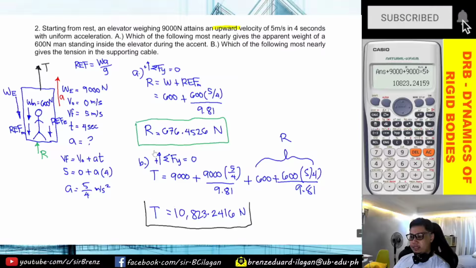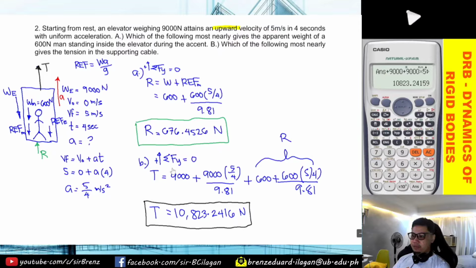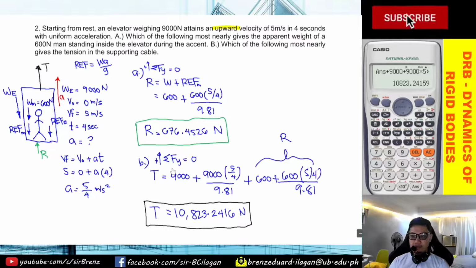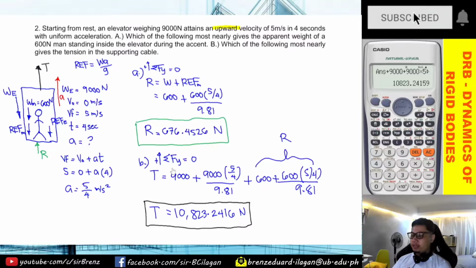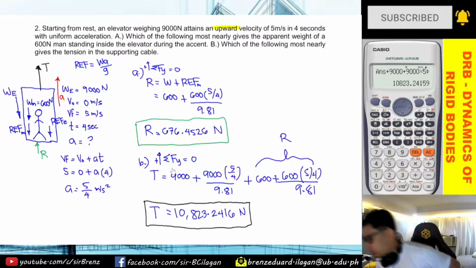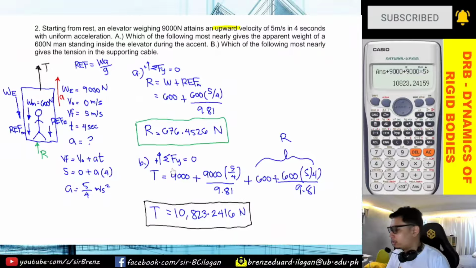But if the problem specifies that it is due to the weight of the elevator only, then you will not include this part, or the R. Okay? So please copy first before we proceed with the next problem. Again, I'll give you 2 minutes to copy this problem. You may start.